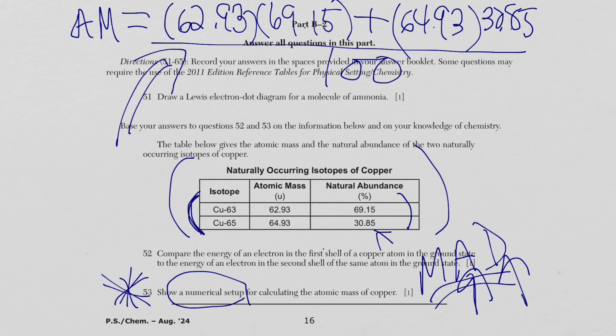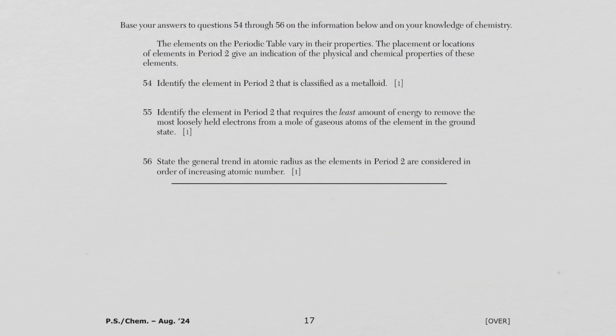For questions 54 through 56, we are dealing with the periodic table, and in 54, identify the element in period 2 that is classified as a metalloid. A metalloid is another vocabulary word you should know. That means you have atoms of an element that have both metal and nonmetal properties.